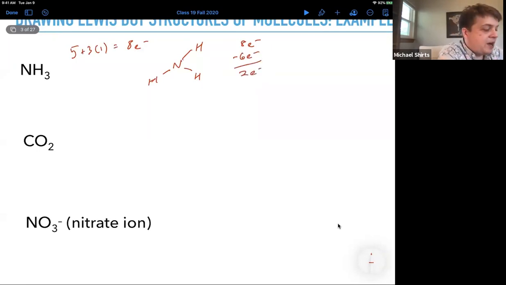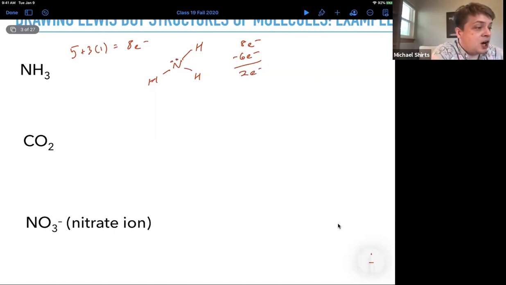And as we can see, nitrogen is actually short a pair of electrons, so it gets a lone pair. So there we go. That's the electron dot diagram. We expect that the nitrogen is bonded to 3 hydrogens, but then there's 2 electrons left over that are not involved in bonds.